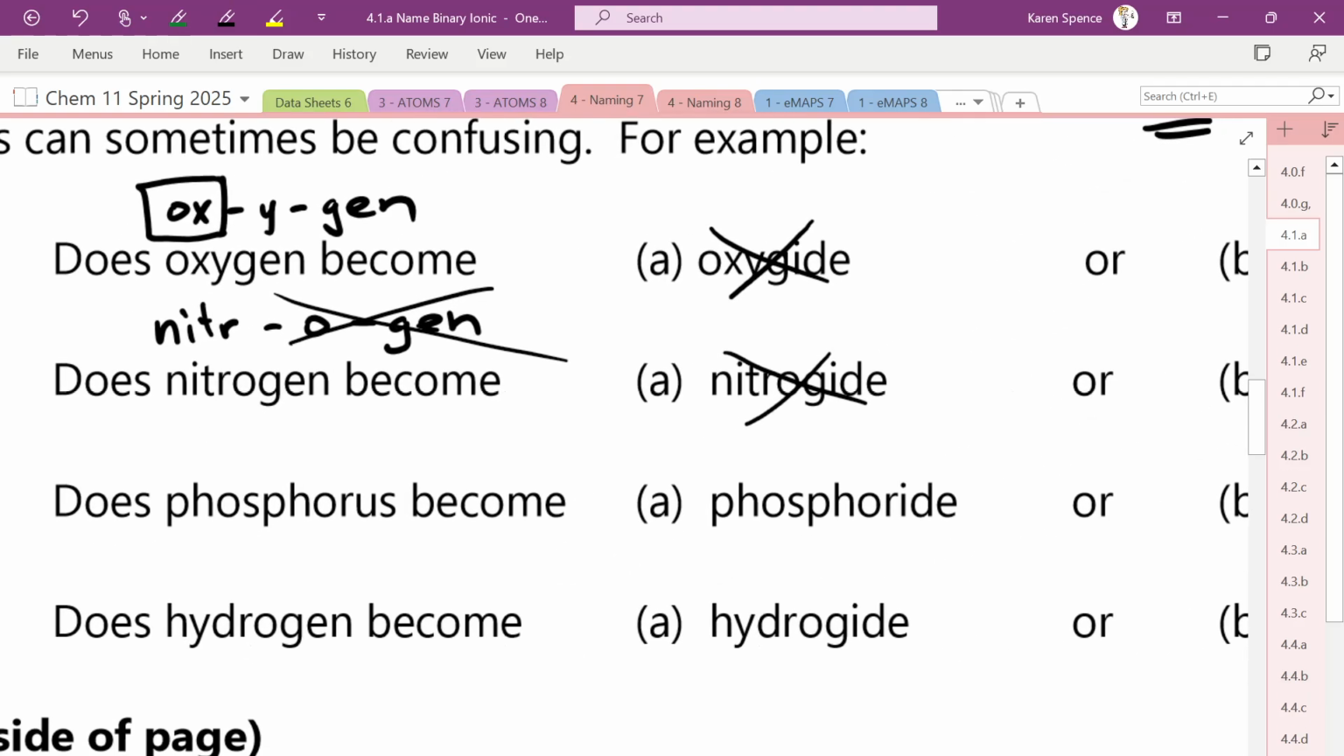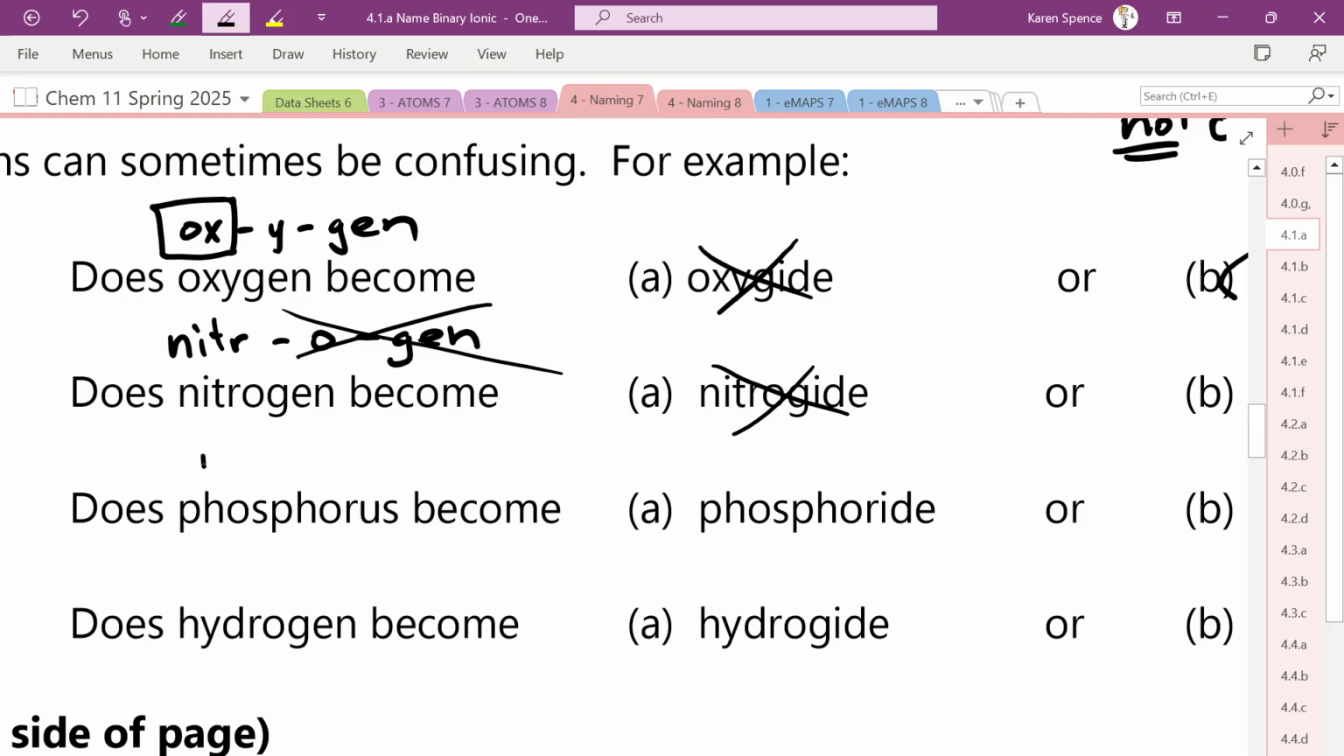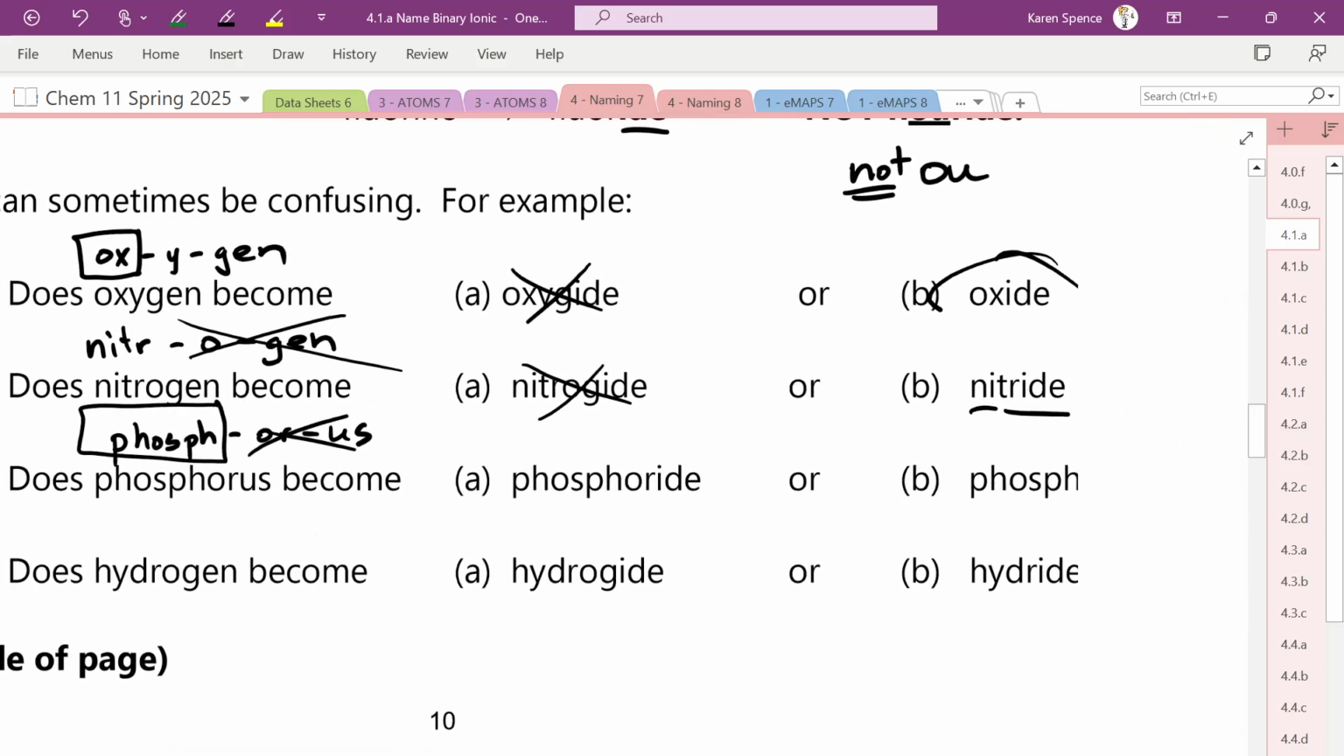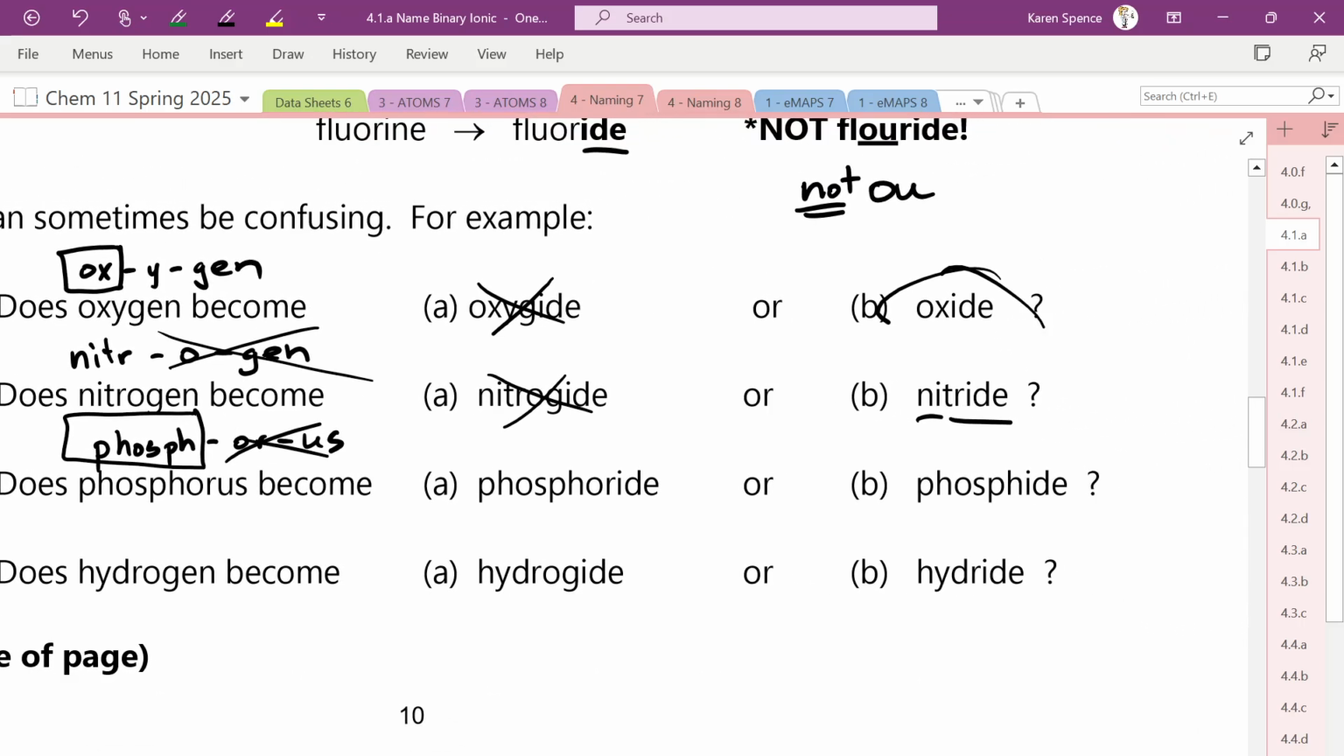Okay? Same thing with phosphorus. Phosph, or us. We just use the first syllable, phosphide, not phosphoride. Okay, not phosphoride, just phosphide.